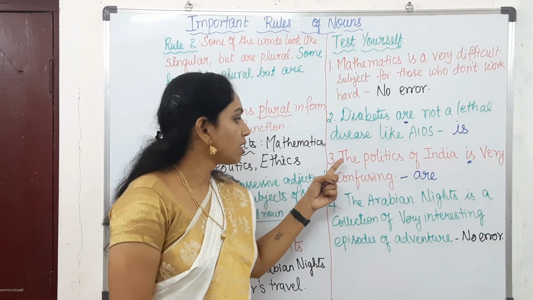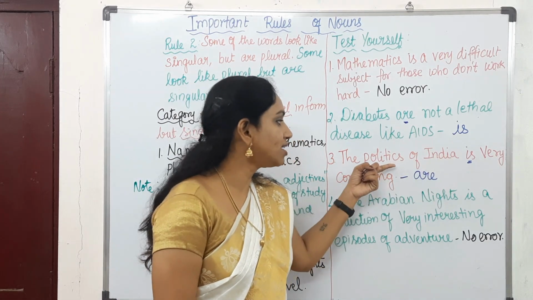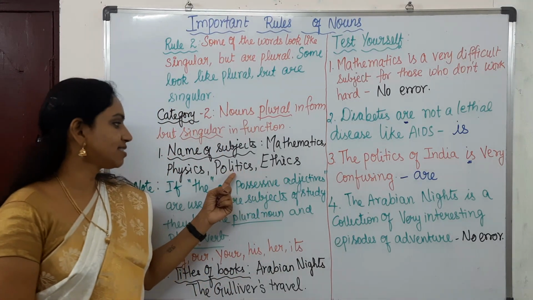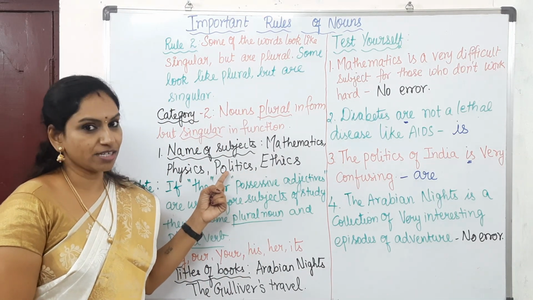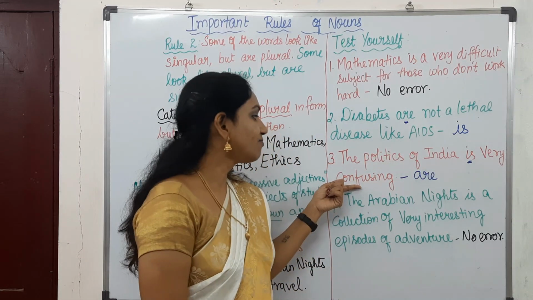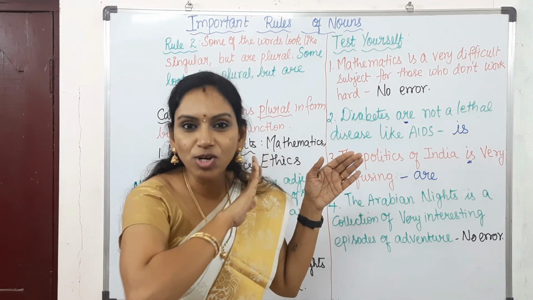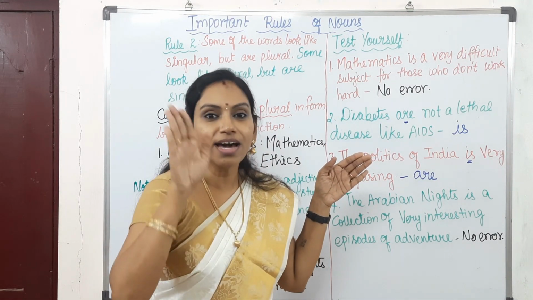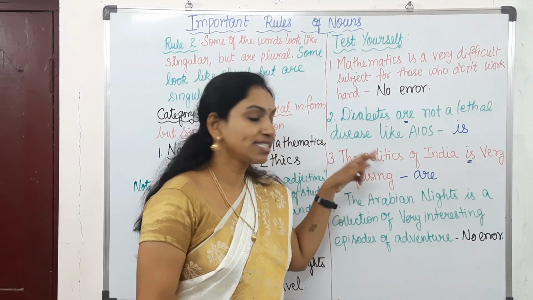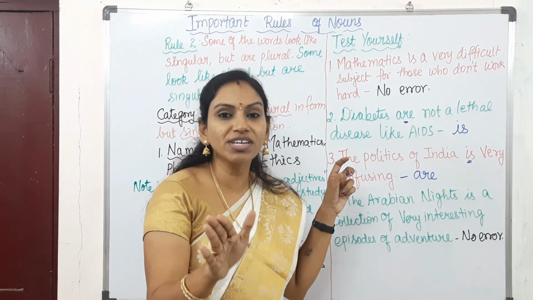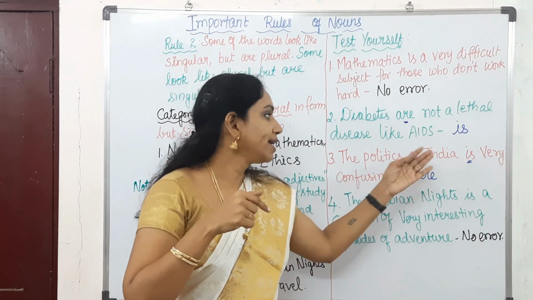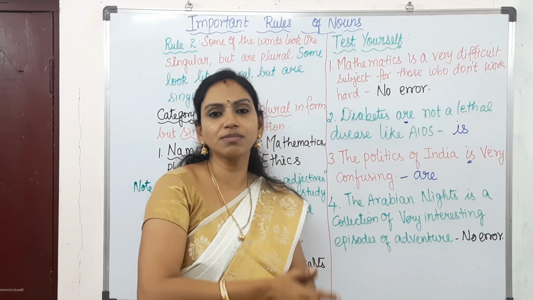Third example, the politics of India. Politics: singular only, but seems to be plural. Already I said, yes, subject. Politics of India is very confusing, but here they are not mentioning the subject. They are mentioning the parties. Many. So if they are mentioning the subject, you should write politics as singular only. But here they are not mentioning the subject. India has many parties, together making politics.